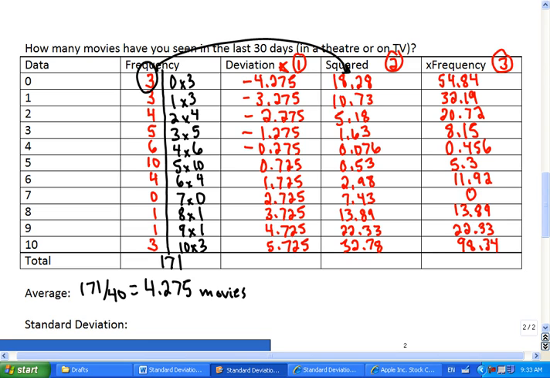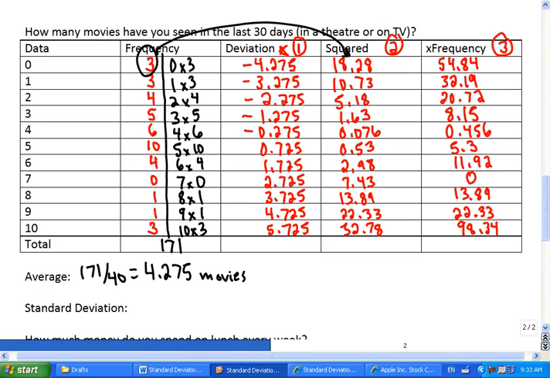So now the last thing that's left to do is add them all up, and we'll divide it by the total number of people, which is 40, and square root it. So I'll show you those last steps here for standard deviation. The total that I ended up getting was, let's see here.